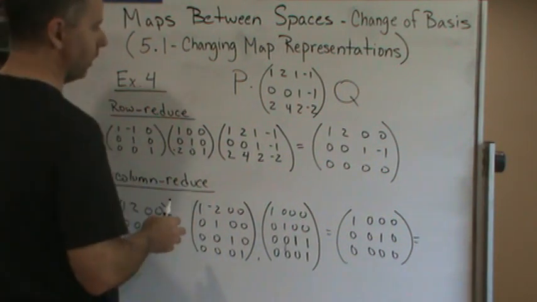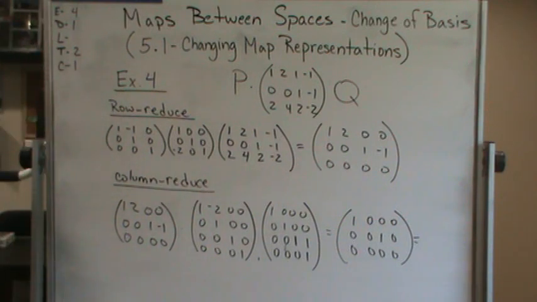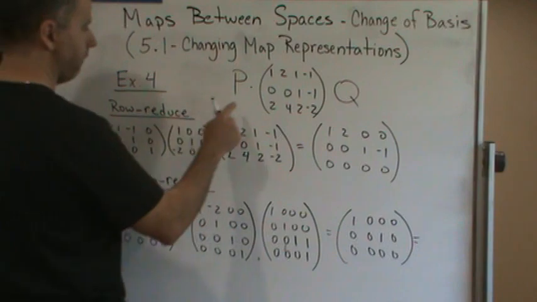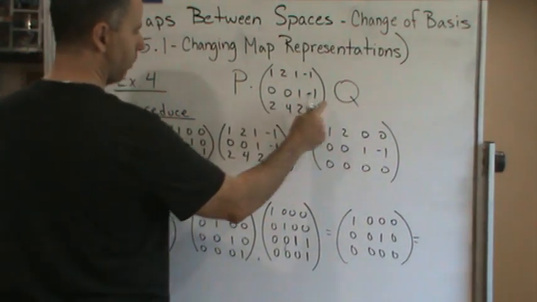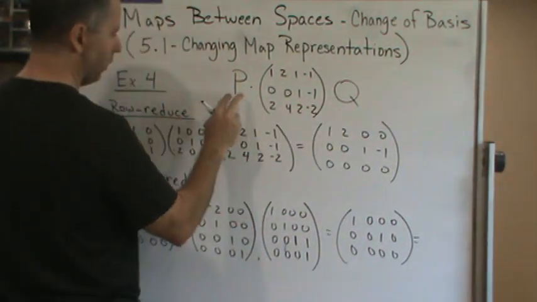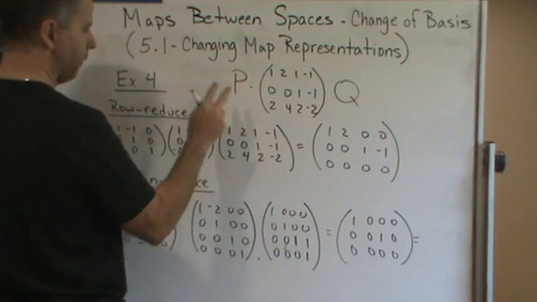Okay, now, how do we find that? Well, the first thing we're going to do is we're going to row reduce and then we're going to column reduce. So we're going to find P and then we're going to find Q. So we're going to multiply by P. So how do we find P?